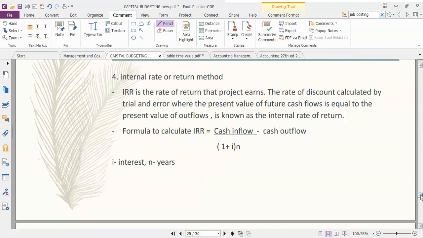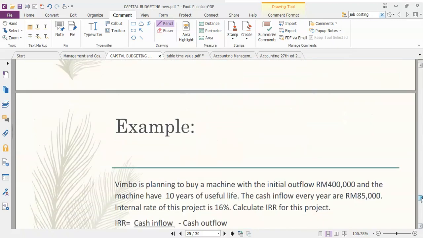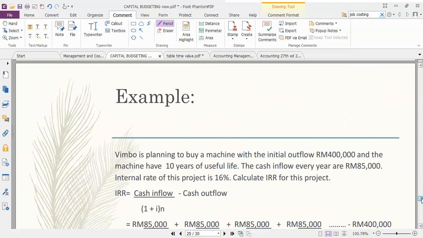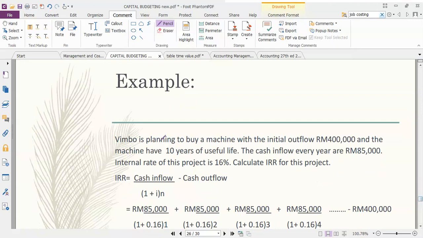Macam mana kita nak calculate? Tengok. Bimbo is planning to buy a machine with the initial outflow 400,000. Okay, you kena ingat dalam capital budgeting, nama pun budgeting, kita hanya plan. Kita belum lagi buat decision. Kita belum keluarkan duit lagi. Okay, it's just a planning.